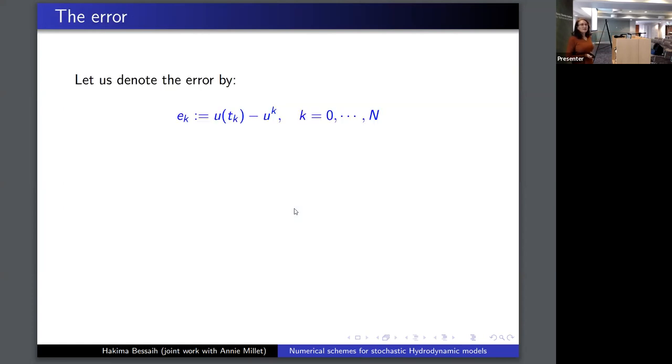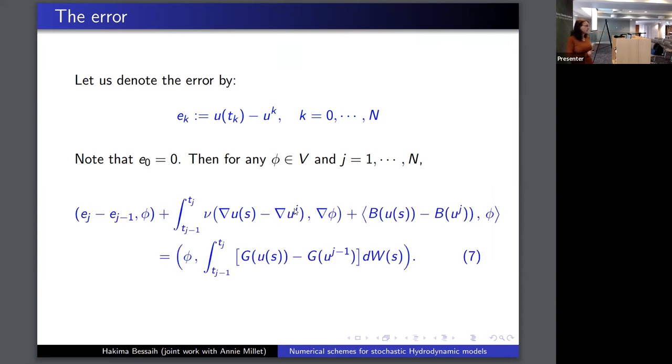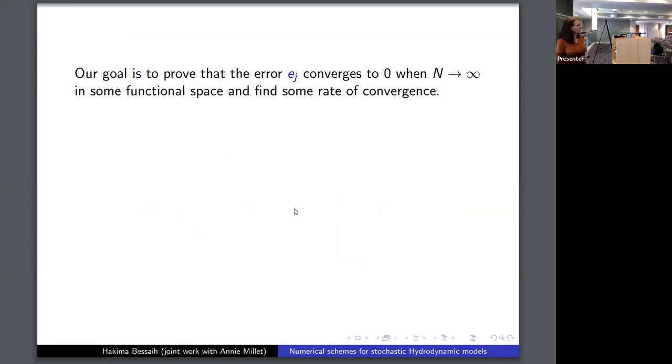Now, the error. Let's define e_k to be u(t_k), the solution at the grid point t_k, minus the algorithmic implicit solution U_k. As a consequence, the first element of the sequence, e_0, is zero. Then for any phi in V, e_j is going to be a solution of the following equation, as you see here. Our goal is to prove that the error e_j converges to zero when n goes to infinity in some functional space and find some rate of convergence.